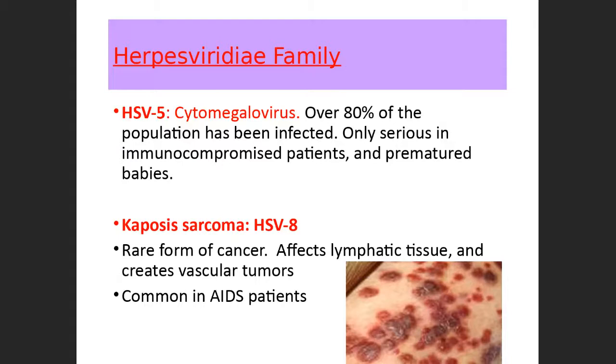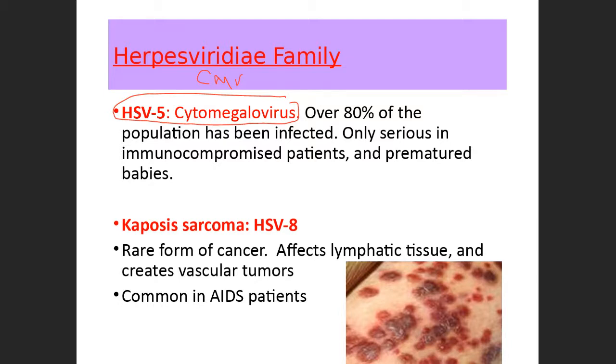HSV-5, cytomegalovirus, is another one everybody has. We call it the CMV virus. And 85% of the population is CMV positive. We all carry the virus. Our immune system takes care of it, and even if it's dormant, we keep it dormant. Our immune system is able to keep it in check.